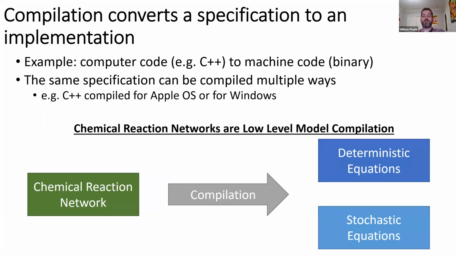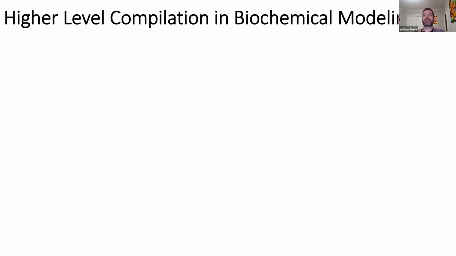And I've actually been talking about compilation all along here because chemical reaction networks are a form of low-level model compilation. So I start with these arrows and symbols, A goes to B, and I compile that into either deterministic ordinary differential equations or the stochastic equations I showed you. And this is a very simple level of compilation that isn't enough for the level of complexity we deal with in biology. We want something higher level, and there's a lot of higher level compilation in biochemical modeling.